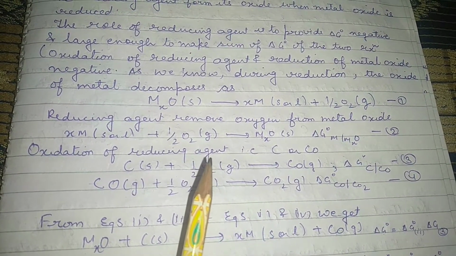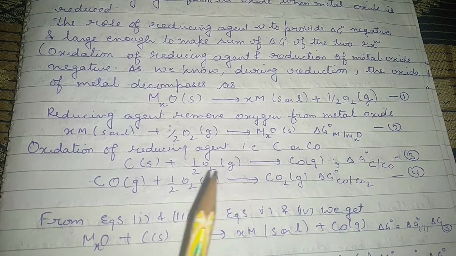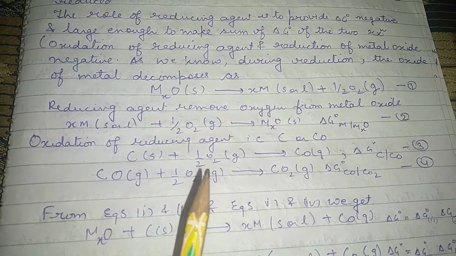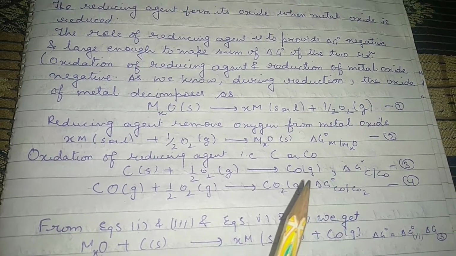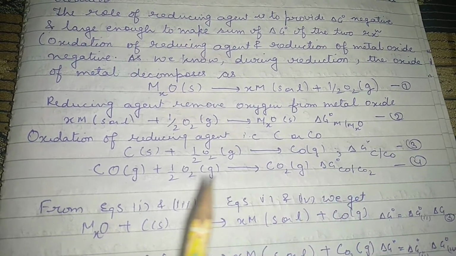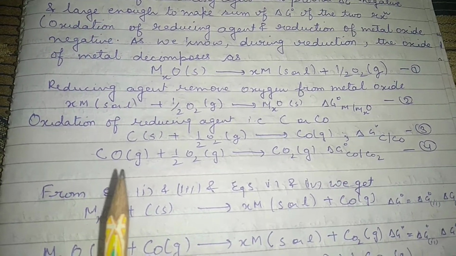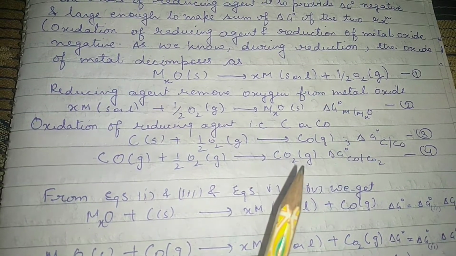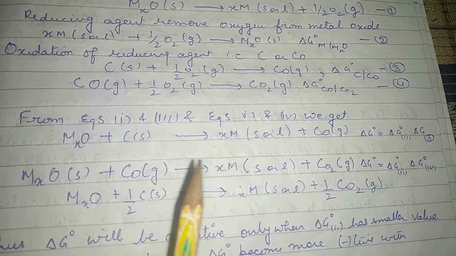So this is the oxidation of the reducing agent. Normally for reducing we can use carbon or carbon monoxide. Here you can see carbon reacts with oxygen, resulting in the formation of carbon monoxide. Here the delta G value is given. Now when carbon monoxide itself gets oxidized to form carbon dioxide, the value of delta G would be this. So when we add these reactions, this is the reaction scheme.